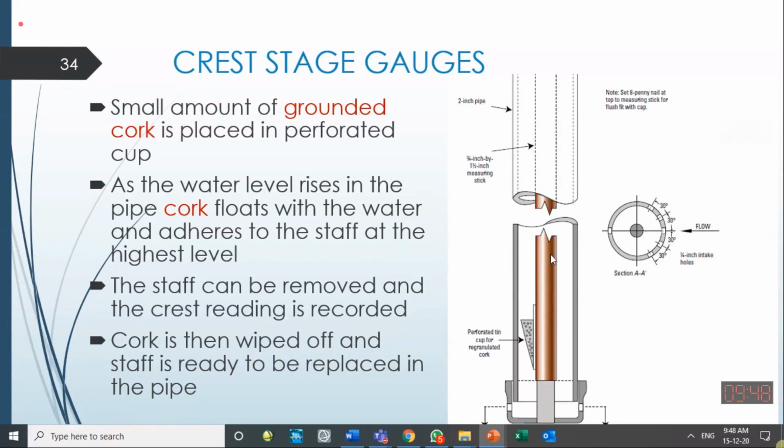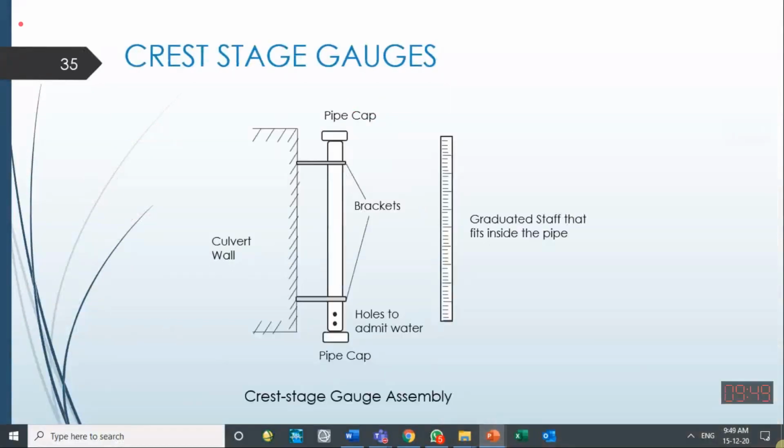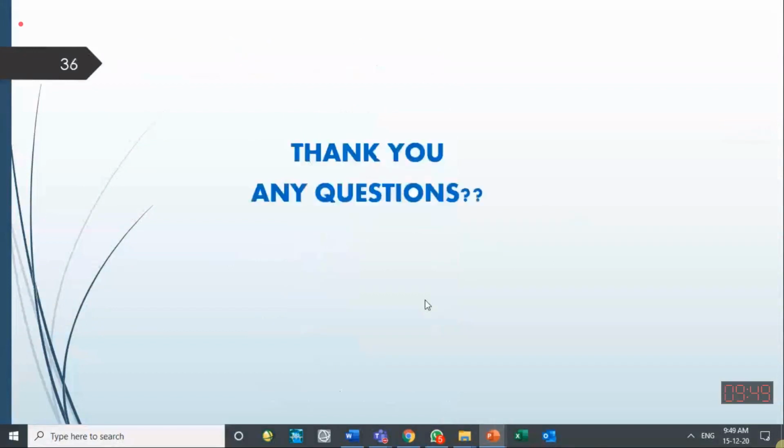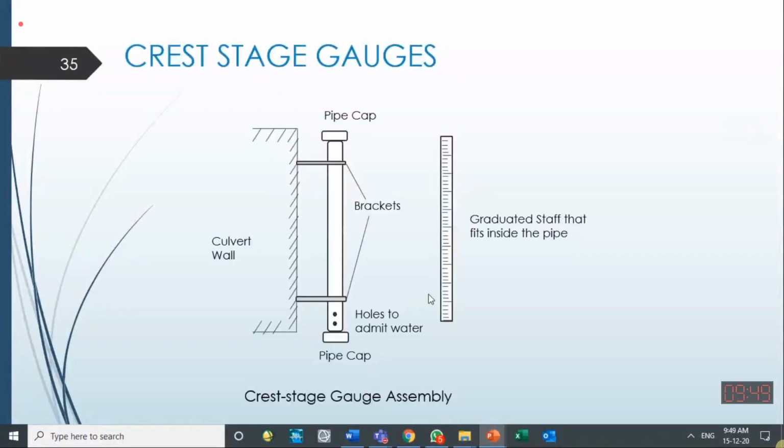So when we go over there the next day, we take the staff out of this crest gauge, and we see at what maximum level the corks are stuck with it. So that level will be the maximum level observed in the last time period. Okay, it's fine. Hopefully you got it. So this is used to measure the maximum water level in the last time period. So I stop it over here.